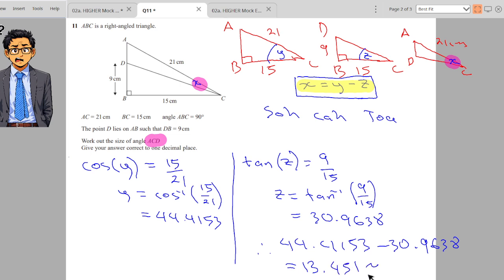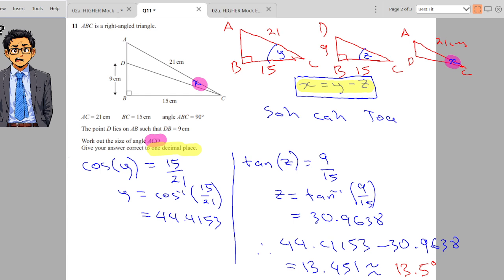But they're asking you to give your answer to one decimal place, so my final answer would be 13.5 degrees. And that would be my final answer.